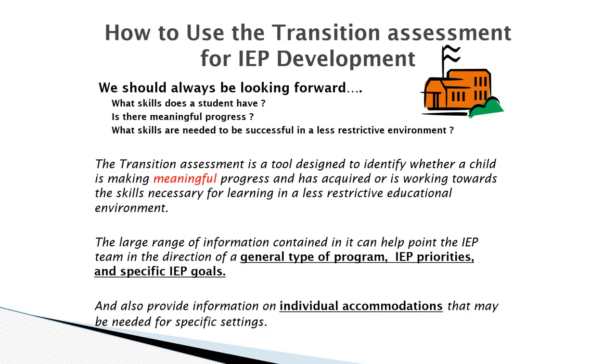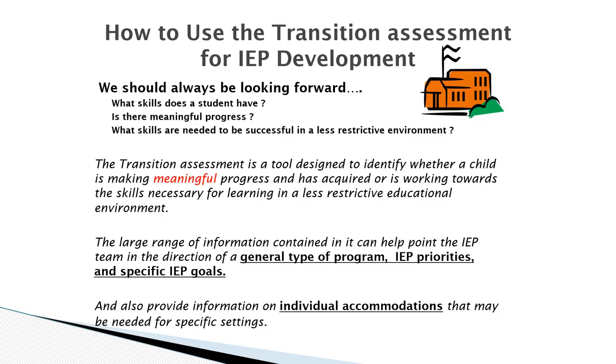The transition assessment is a tool designed to identify whether a child is making meaningful progress and has acquired or is working towards the skills necessary for learning in a less restrictive educational environment. We should always be looking forward when programming for a student. Within the transition assessment, there is a large range of information that can help point the IEP team in the direction of a type of program, IEP priorities, and specific IEP goals. This assessment facilitates objectivity when programming for a student.